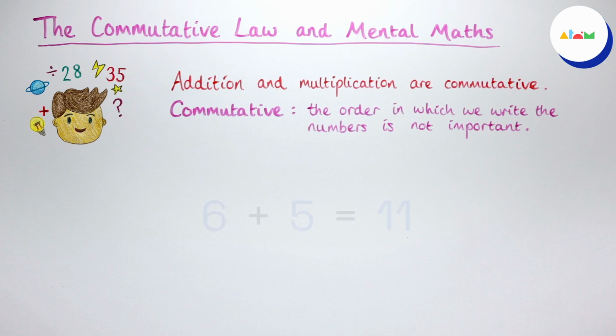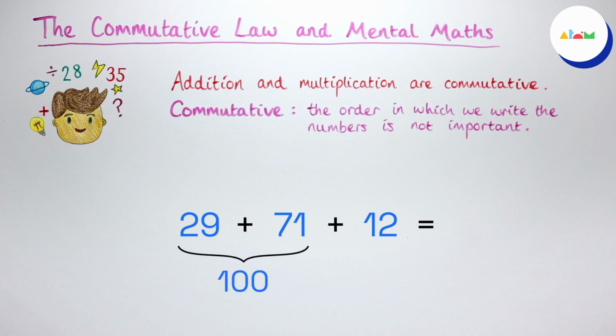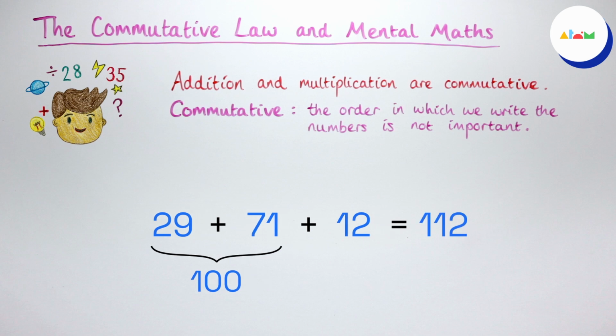For example, 6 plus 5 equals 11, but 5 plus 6 is also 11, and 2 times 3 is 6, but 3 times 2 is also 6. Take a look at 29 plus 12 plus 71. If we change the order to 29 plus 71 plus 12, we can add 29 and 71 to give us 100, and then add on 12. That wasn't too bad. How about a multiplication?